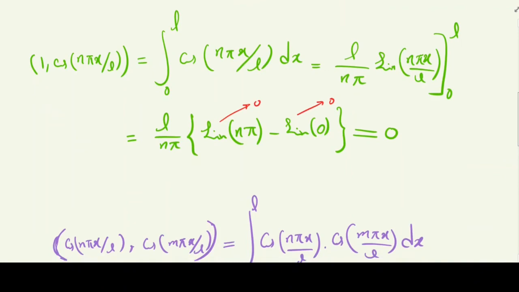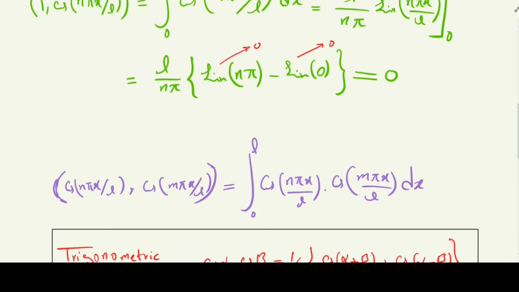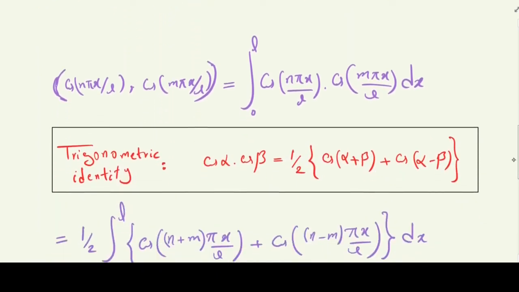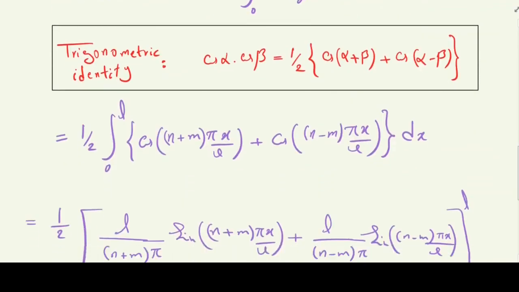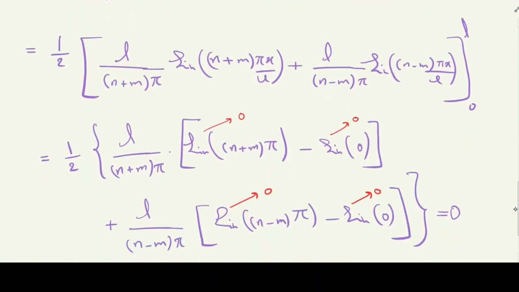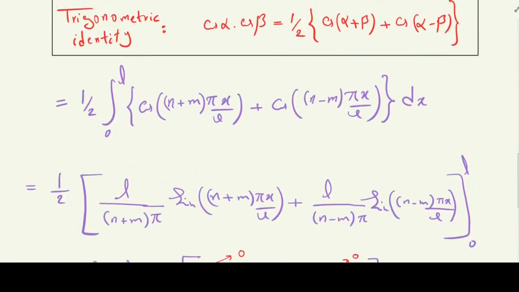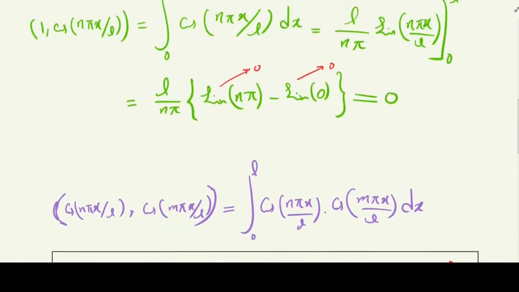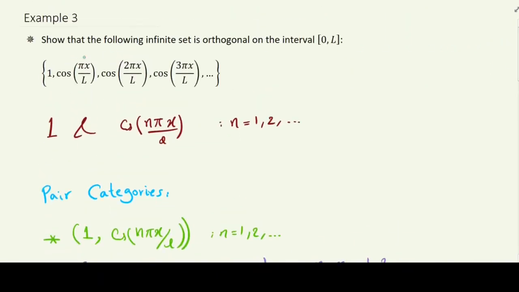I'm going to just show you the calculation so that you can check your work. But it's pretty much the same. So here you're using the trigonometric identity for the case that you have two cosine functions. And if you do all these calculations, at the end you're going to see the inner product is 0 for both scenarios. So yeah, that's how you can show that this set is orthogonal on this interval.